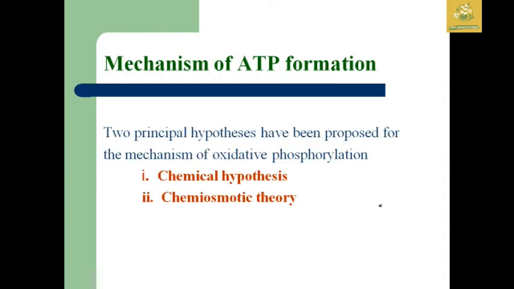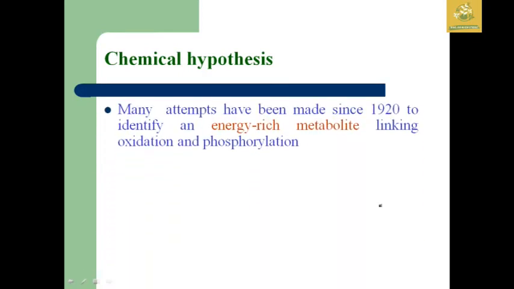So after that we are going to see the mechanism of ATP formation. There are two principal hypotheses proposed for the mechanism of oxidative phosphorylation. They are the chemical hypothesis and the chemiosmotic theory. The first one is the chemical hypothesis. It was proposed by several scientists in 1920, and several attempts had been made to identify the energy-rich intermediates of oxidation and phosphorylation.